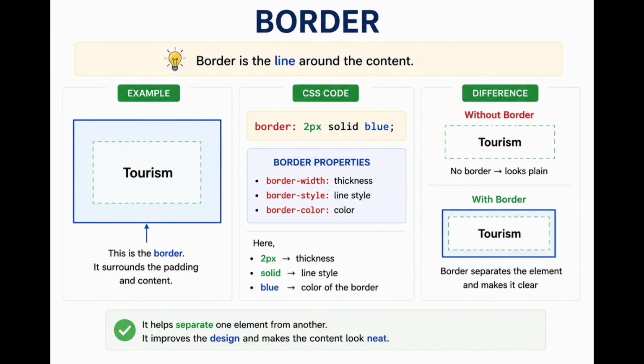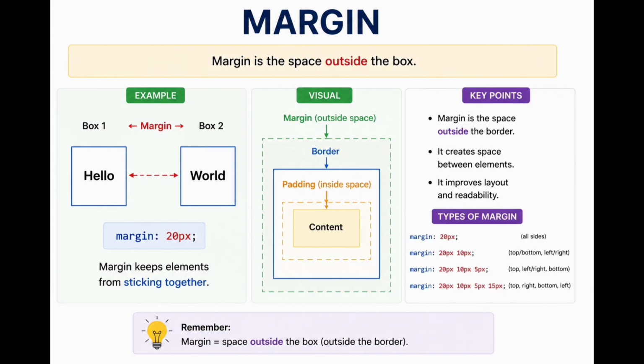And the third one is border. Border is the line around the content. Here we have given border equal to 2 pixels solid blue. It separates one element from another element. And the fourth one is margin. Margin is the space outside the box. Margin keeps elements from sticking together.